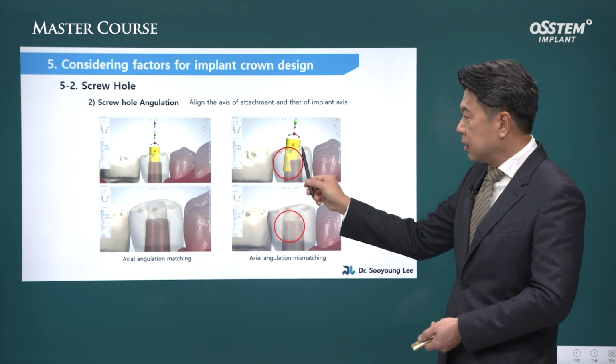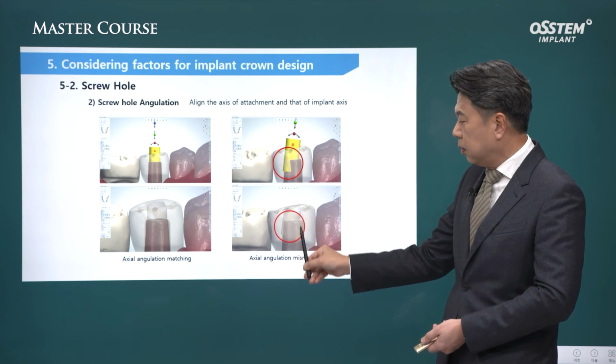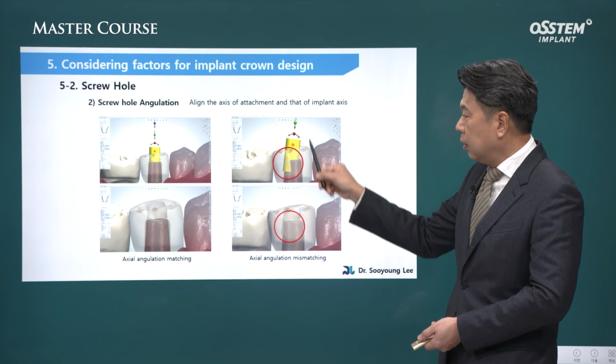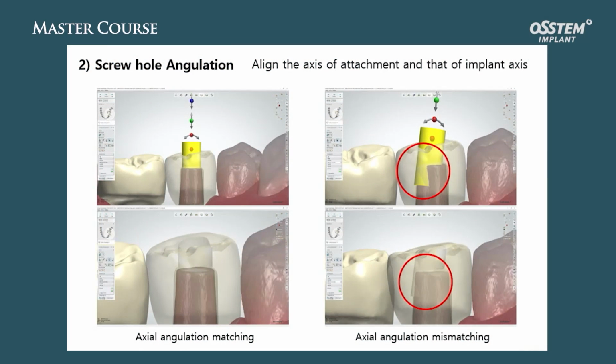I talked about using a transfer abutment and fabricating a crown on an ER type. The hole needs to be made by us directly. The size and the direction of the hole should be selected, and that's something you need to consider as well.